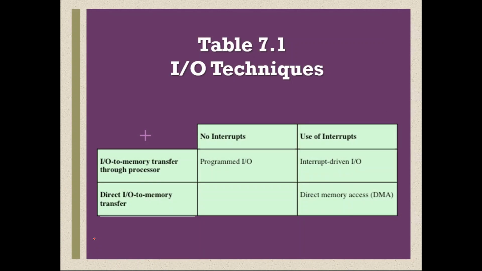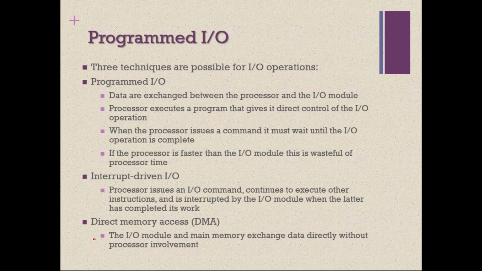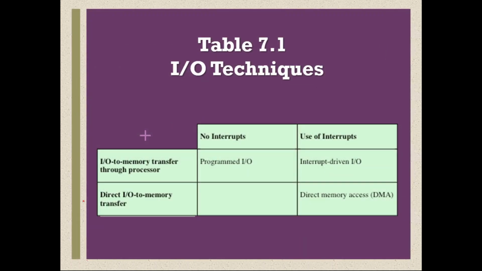Okay, so these are the three ways we have discussed. This table summarizes this, right? Three methods of IO techniques: programmed IO, interrupt driven IO, and direct memory access. Transfer of data either from IO to memory or memory to IO through the processor: for both of these techniques, programmed IO and interrupt driven IO, the processor is involved.